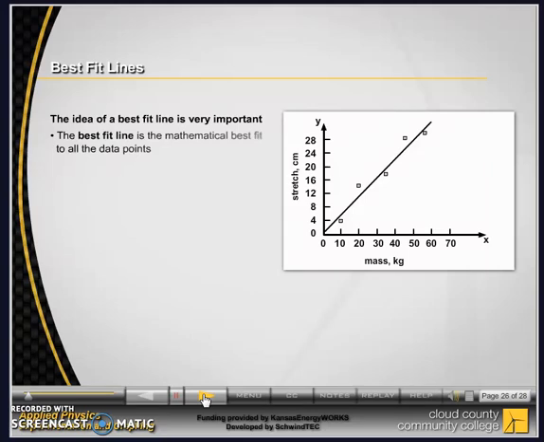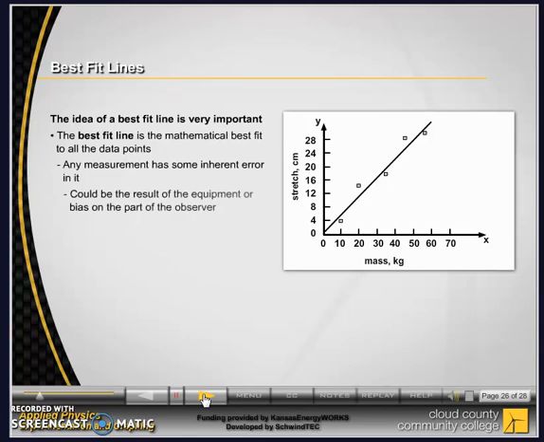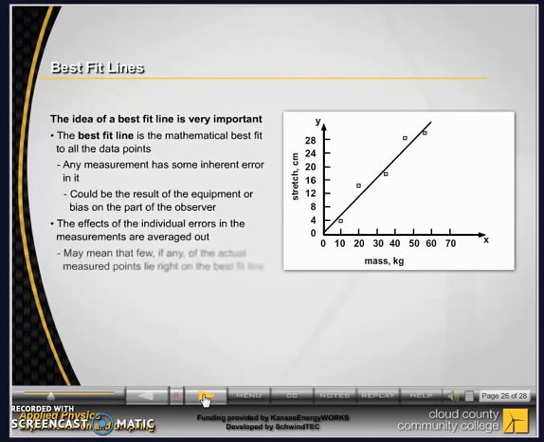The best fit line is the mathematical best fit to all the data points. Any measurement, no matter how carefully taken, has some inherent error in it, which could be the result of the equipment or bias on the part of the observer. When the best fit line is determined, the effects of the individual errors in the measurements are averaged out. This may mean that few, if any, of the actual measured points lie right on the best fit line.